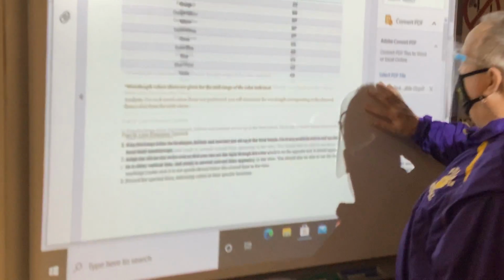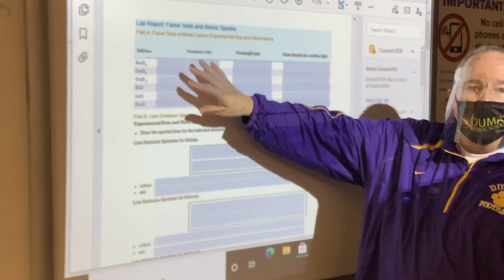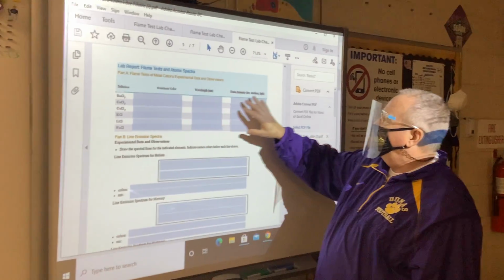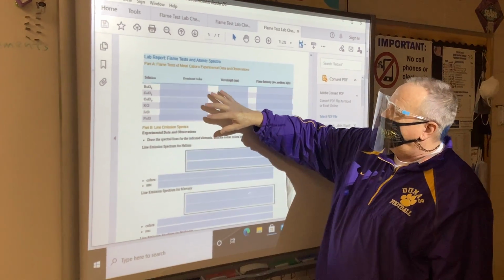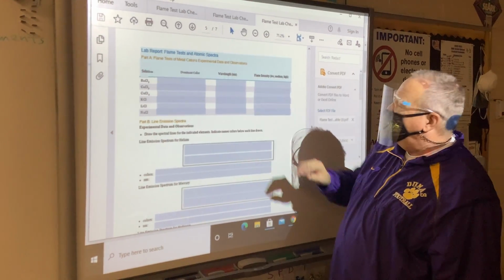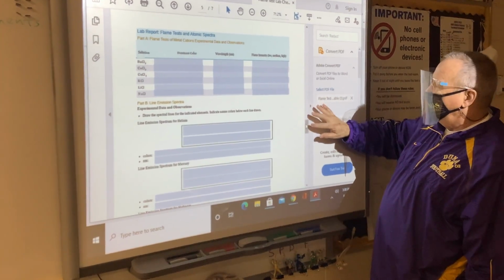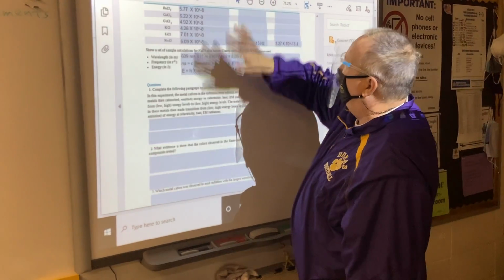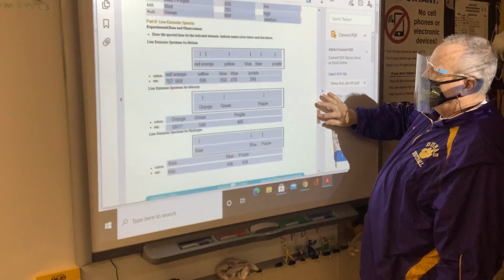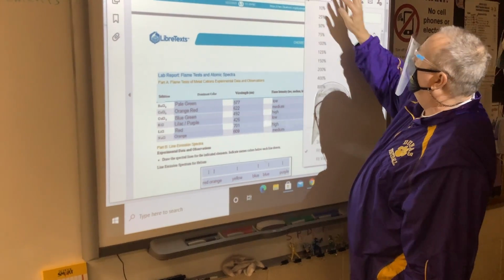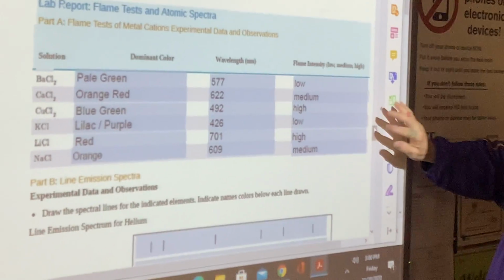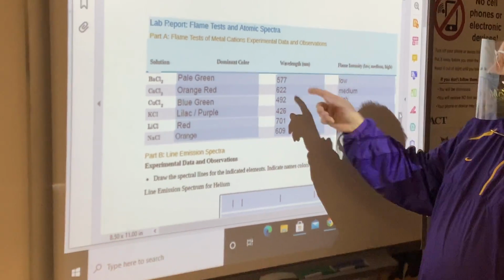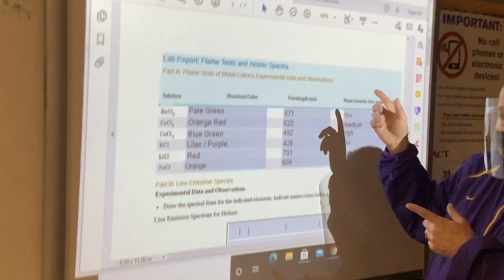When I go down here, we were asked to record the colors and the flame intensity. But after we get our colors, we want to go back up and look up what wavelength that was in that table. I just happen to have them written down in this one. If I make this bigger and get to this table, you can see barium chloride was pale green. That's a wavelength of 577 nanometers from the table.